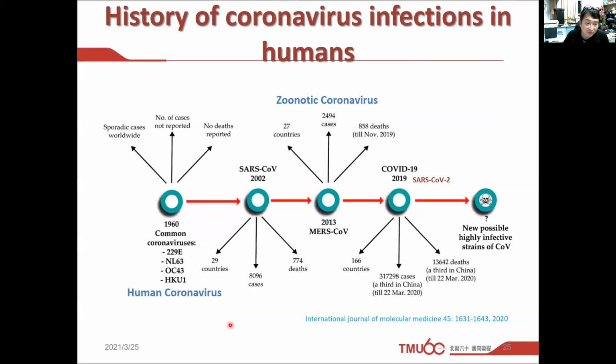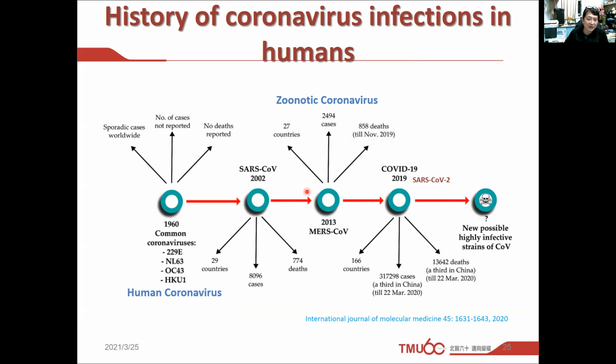Here, I would like to report at least 7 different kinds of coronavirus were observed in the past. 4 of them are human coronavirus. 3 of them are zoonotic coronavirus. In other words, they can survive in animals. Also, they can pass from animals to humans and cause severe disease.